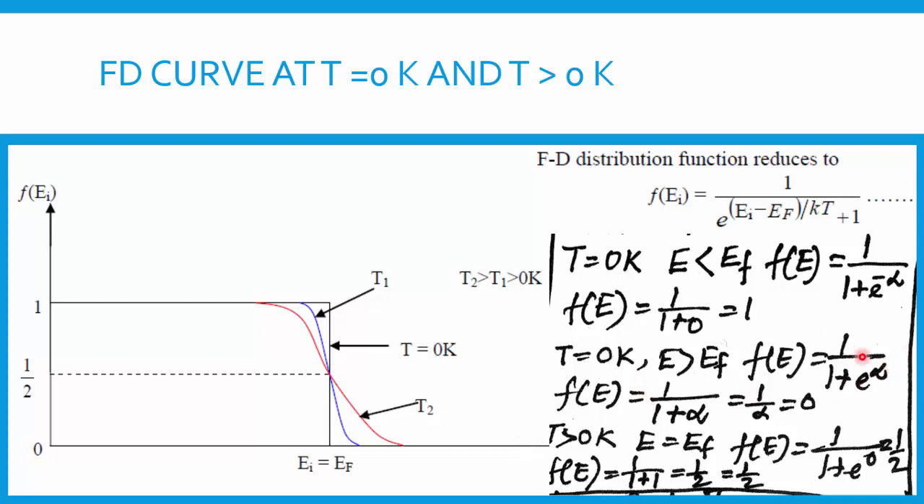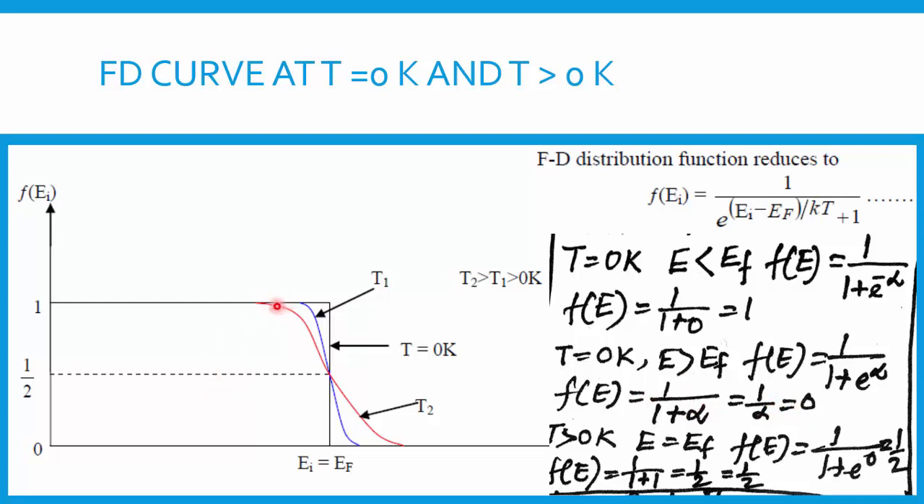I can also get it from the distribution function. How do I get it? If I substitute E greater than EF, the numerator part is positive and the denominator is 0, so this becomes infinity. So I write e to the power of infinity and plus 1. 1 plus infinity becomes infinity, so 1 by infinity becomes 0. So Fe value I'm getting as 0.